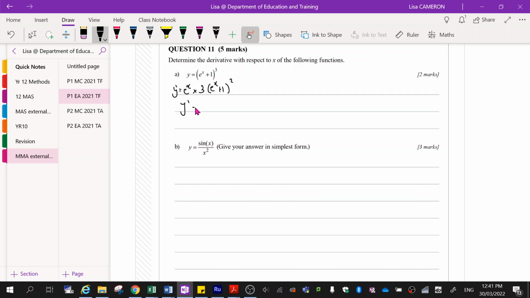Now I can rewrite it nicely. So it'll become 3 e to the power of x bracket e^x plus 1 to the power of 2. And that is our derived form.